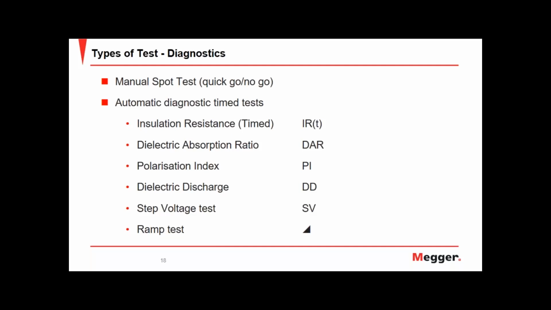We also have a dielectric discharge test, which works in opposite to the other tests. In the other tests, we're applying a voltage and you want to take a measurement. In the dielectric discharge test, we have charged the insulator under test, and then we remove the HV, and we allow it to discharge. And we can get a value that can help us to understand the quality of the insulation using the DD test. We also have a step voltage test, in which we apply the voltage in steps, as its name suggests. And we also have a ramp test that applies the voltage in a ramp format.